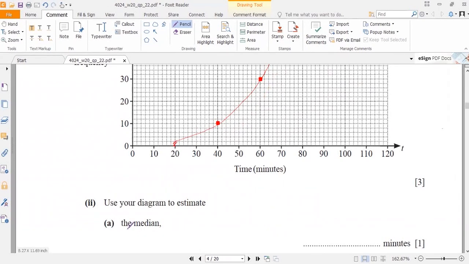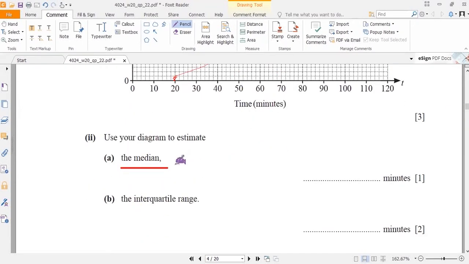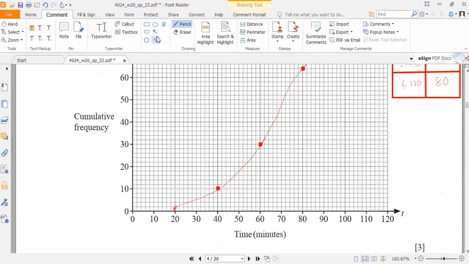Okay. Now use your diagram to estimate the median. Median means 50% of the cumulative frequency, that is 80 divided by 2. It will be 40. We need to check out the value at 40. So here is the value 40. It will be around 66.